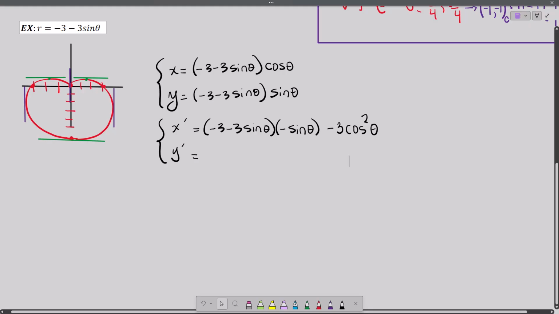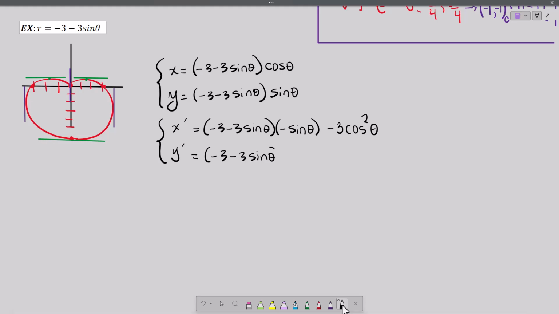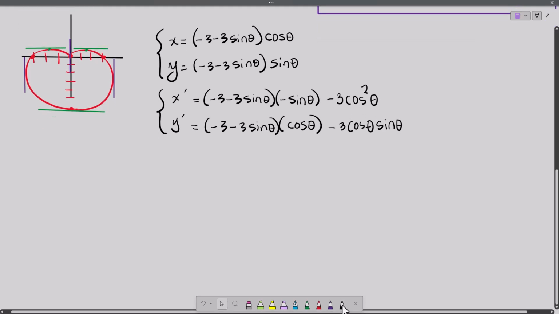And then for the second one, same thing, product rule. So we do first, derivative second, plus the derivative of the first, which is minus 3 sine of theta. Derivative, that's cosine. Derivative, so minus 3 cosine theta times sine of theta. So there's our y prime and our x prime. All right, let's not write down dy dx this time. Let's just cut to the chase.